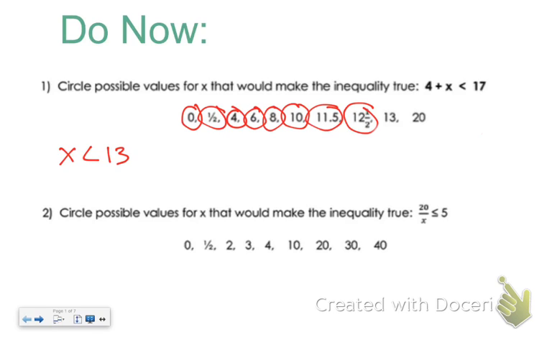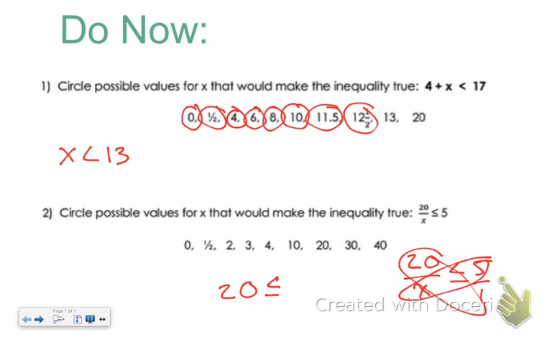Let's take a look at number 2. Circle the possible values of x that would make this inequality, 20 divided by x less than or equal to 5. So again, we can substitute these values, or we can go on ahead and solve for x. So we can create a proportion here. 20 over x is less than or equal to 5 over 1, and we can cross multiply. So the result will be 20 times 1, which is 20, is less than or equal to 5x. And to get x by itself, we would divide by 5 on both sides.